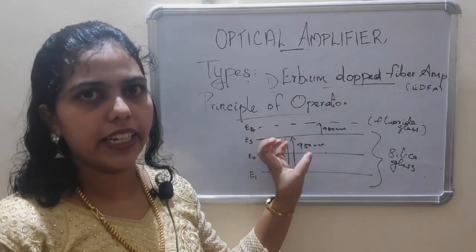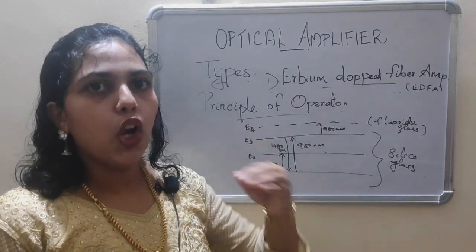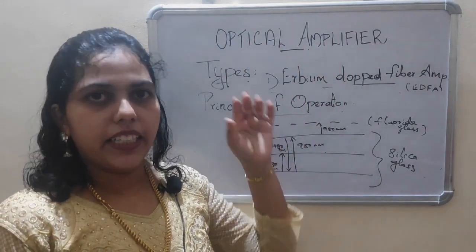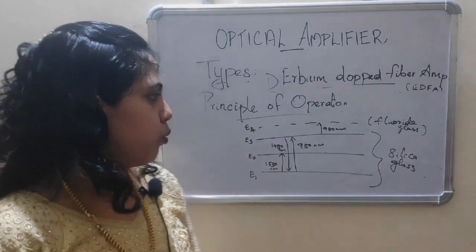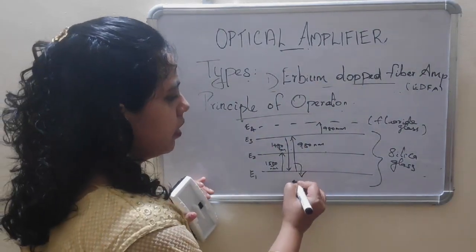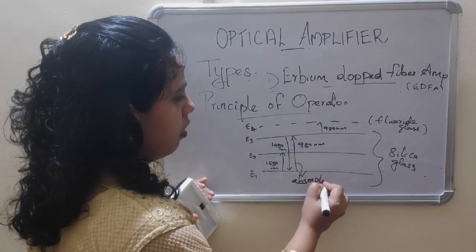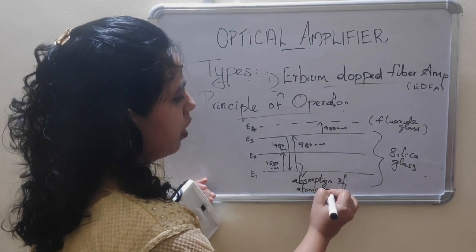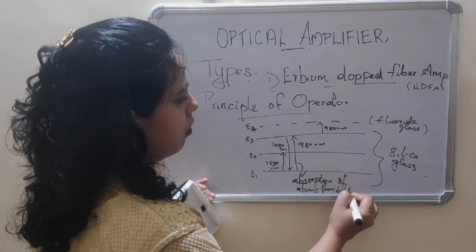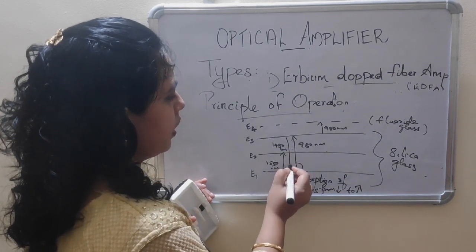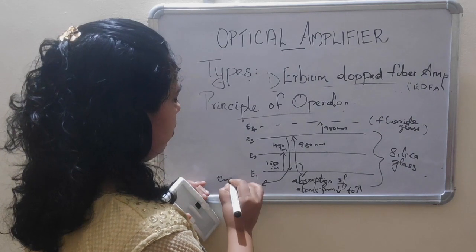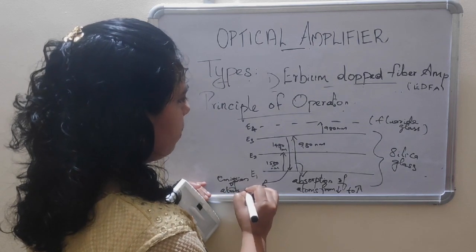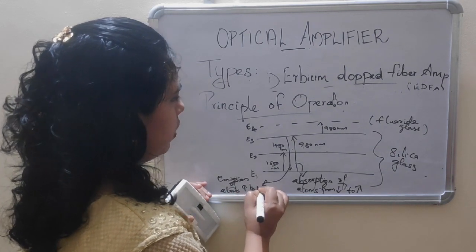Here, the upward transition indicates the absorption of atoms from a lower energy level to a higher energy level, and the downward transition indicates the emission of atoms from higher to lower. So, upward transition indicates the absorption of atoms from low to high, and this downward transition indicates the emission of atoms from high to low. These are the differences.